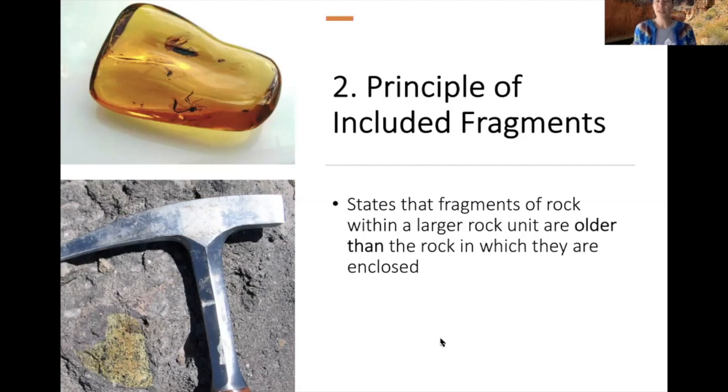So the principle of included fragments states that any fragment contained entirely within a larger rock unit must be older than the rock in which it is enclosed. So the bugs were there first, then they were encased in the amber. The olivine xenolith existed first, and then it got included within this basalt. You can think about this like a cookie. A chocolate chip exists first, and then you can include it within cookie dough.